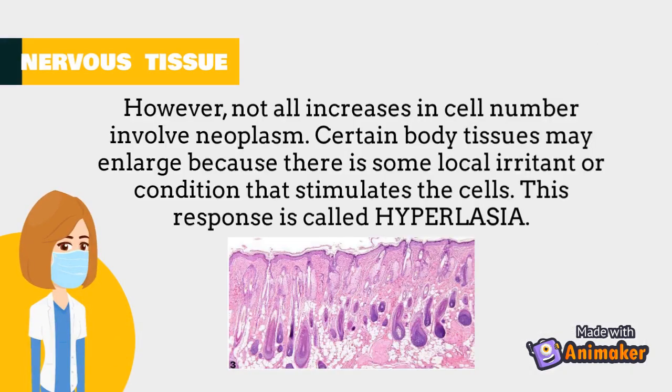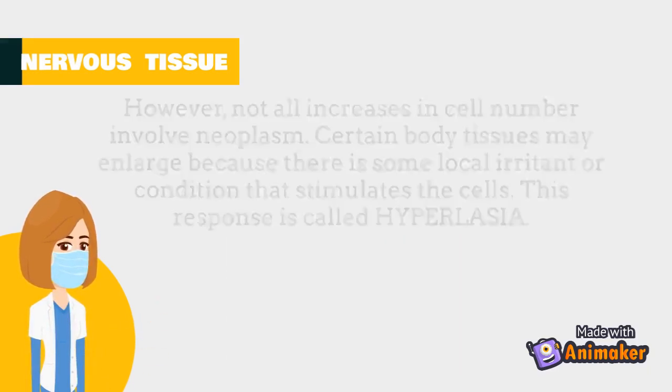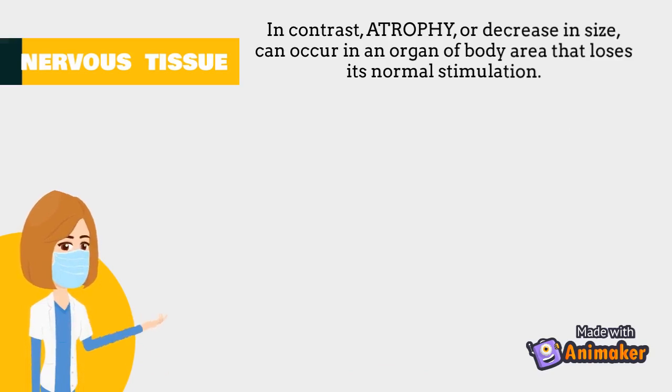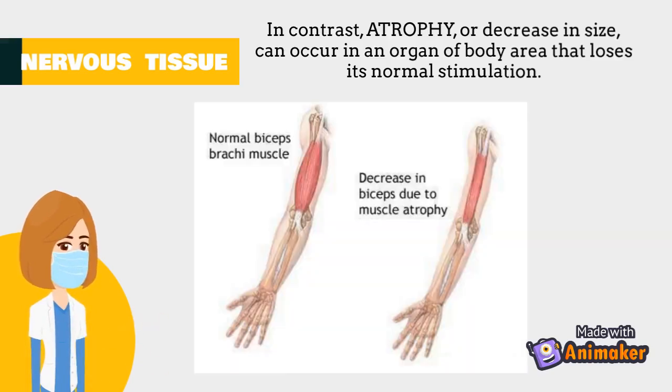However, not all increases in cell number involve neoplasm. Certain body tissues may enlarge because there is some local irritant or condition that stimulates the cells. This response is called hyperplasia. In contrast, atrophy or decrease in size can occur in an organ or body area that loses its normal stimulation.